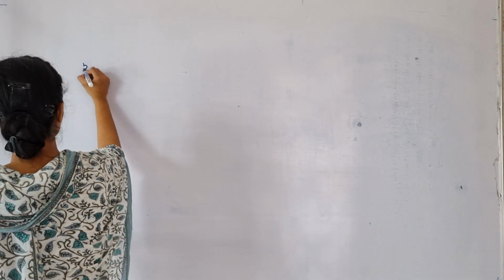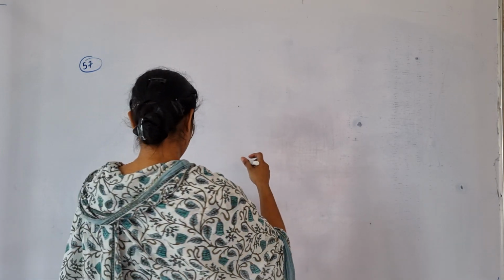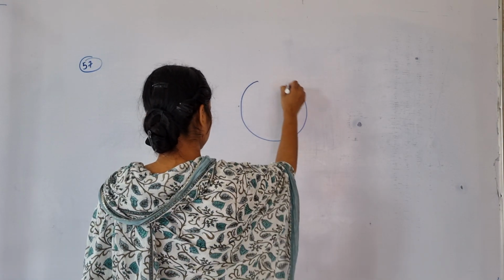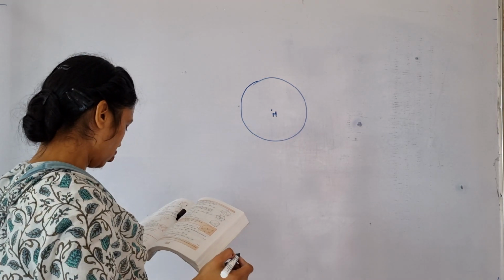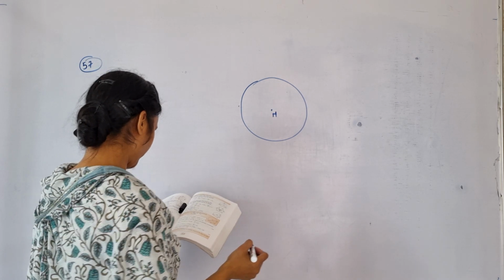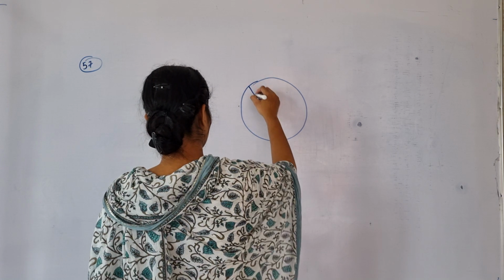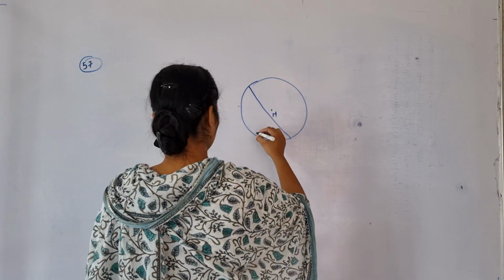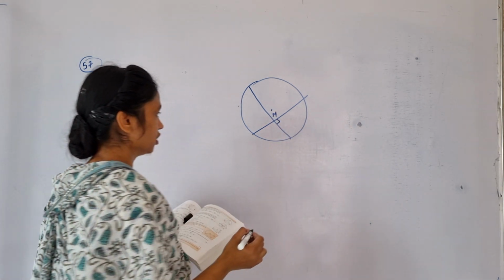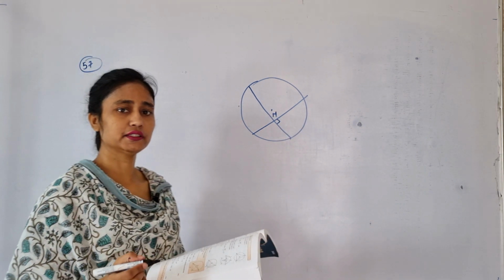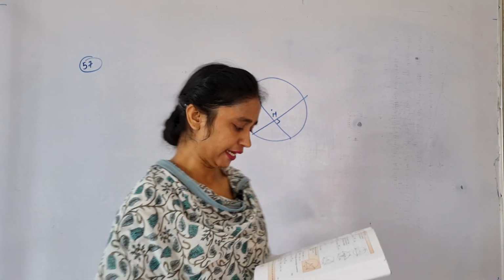Fifty-seventh sum of this exercise. Okay, M is the center of the circle. Chord AB and CD are perpendicular, means they are meeting each other at 90 degree, means at their point of intersection these two lines are making an angle of 90 degree.